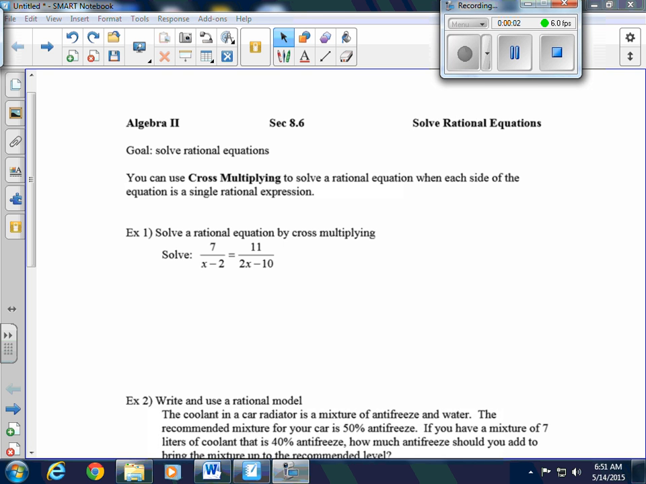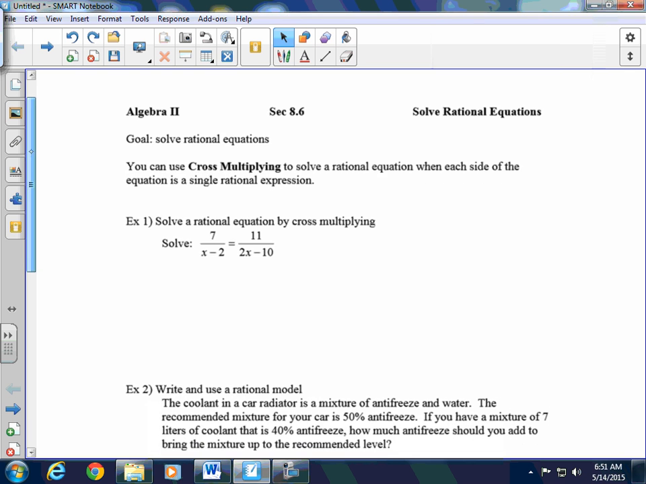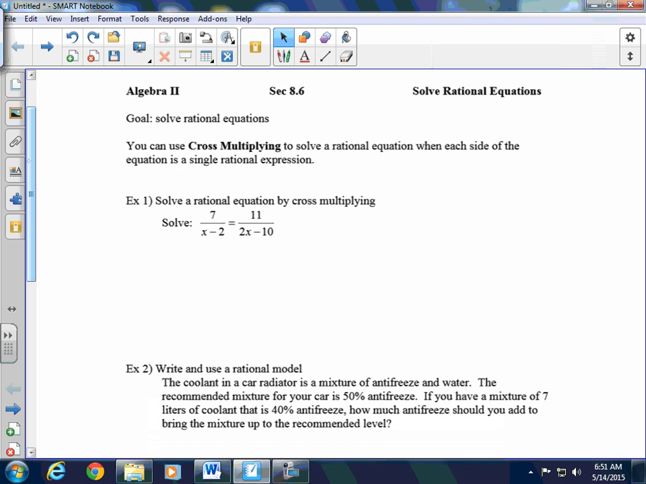Today we're going to talk about section 8.6, which is on solving rational equations. And we're going to look at doing this through a method called cross-multiplying. So we can use cross-multiplying to solve rational equations when each side of the equation is a single rational expression. Now we've used cross-multiplication numerous times in the past. So if we have a proportion, a fraction on each side, we can set up the cross-multiplication.